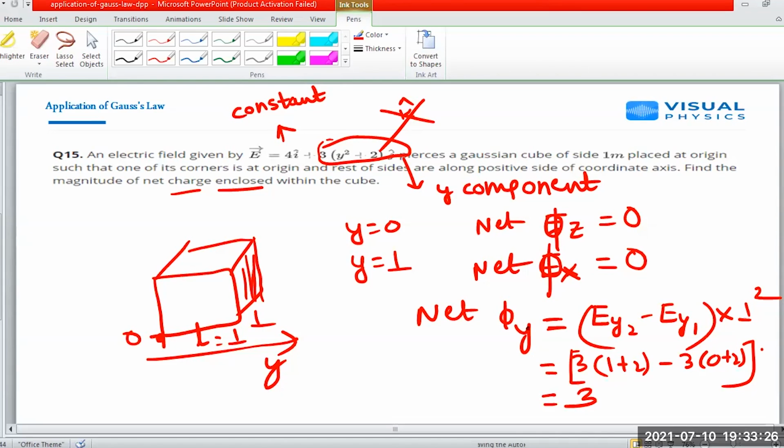Once I get the net flux due to the Y component, I can easily find Q. By Gauss law, the charge enclosed will be 3 times epsilon naught. So without going for the X component and solving all that, I just looked at this, which is varying and due to which there must be some charge inside the cube.